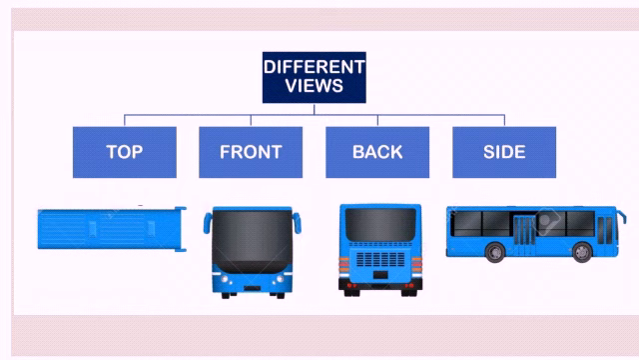See, I have shown here the top view of the bus, and below the top view I have shown the front view of the bus also. Meaning when we see from the front of the bus, this is what the front view looks like. And the back view: when we see from the back of the bus, this is the view that comes to our eyes. And the side view is also given. So this way you can observe objects everywhere.